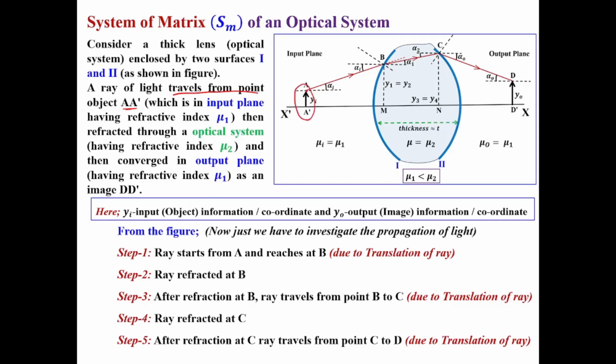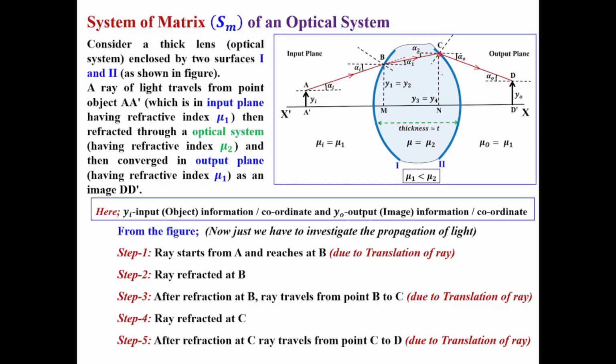From this point a light ray travels in the input plane having refractive index mu1. This side is the input plane of this optical system, and this side is the output plane. The object A dash is present in the input plane. Then the ray is refracted through the optical system, whose refractive index we consider as mu2. Then it converges in the output plane having refractive index mu1.